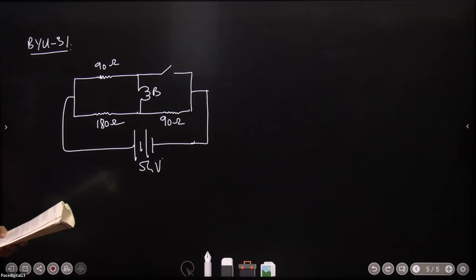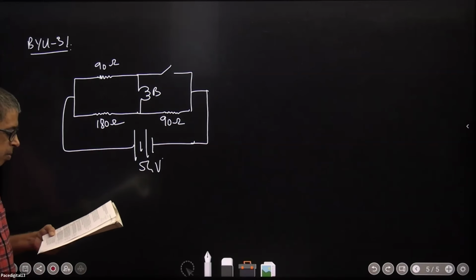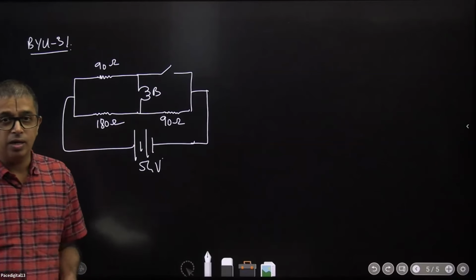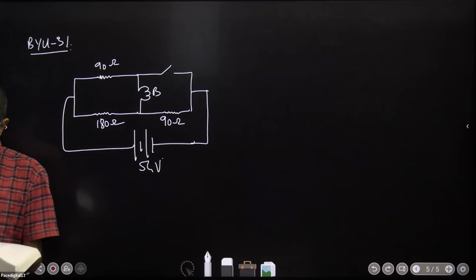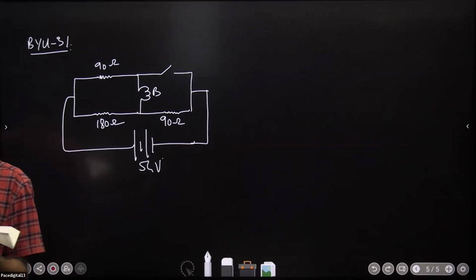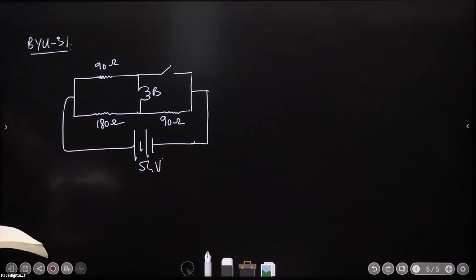Circuit shown consists of three resistances and a bulb, a switch, and a battery. If the bulb glows equally bright, whether the switch is closed or open, find the resistance of the bulb and the voltage drop across it.